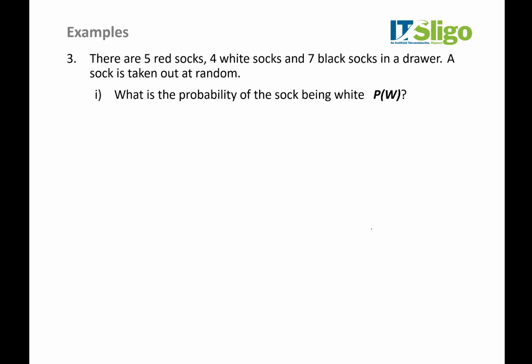So a bunch of socks in a drawer. A sock is taken out at random. What's the probability it's white? Well, the probability of the sock being white is 4, because there's 4 white socks. How many socks are there altogether? There's 16. So the probability of drawing a white sock is a quarter, 0.25.